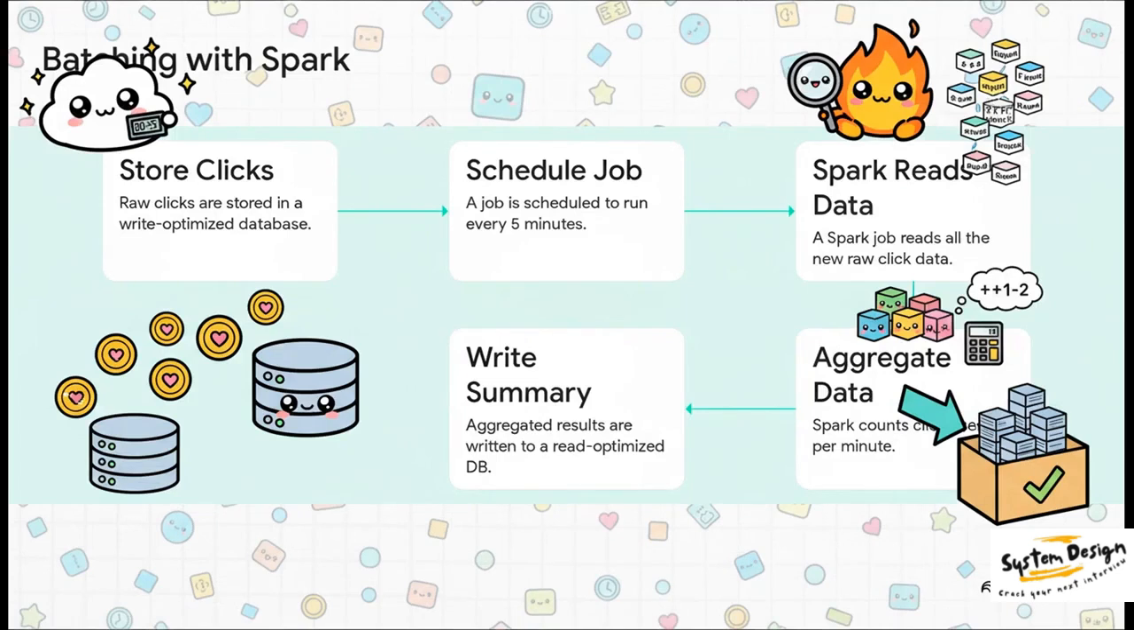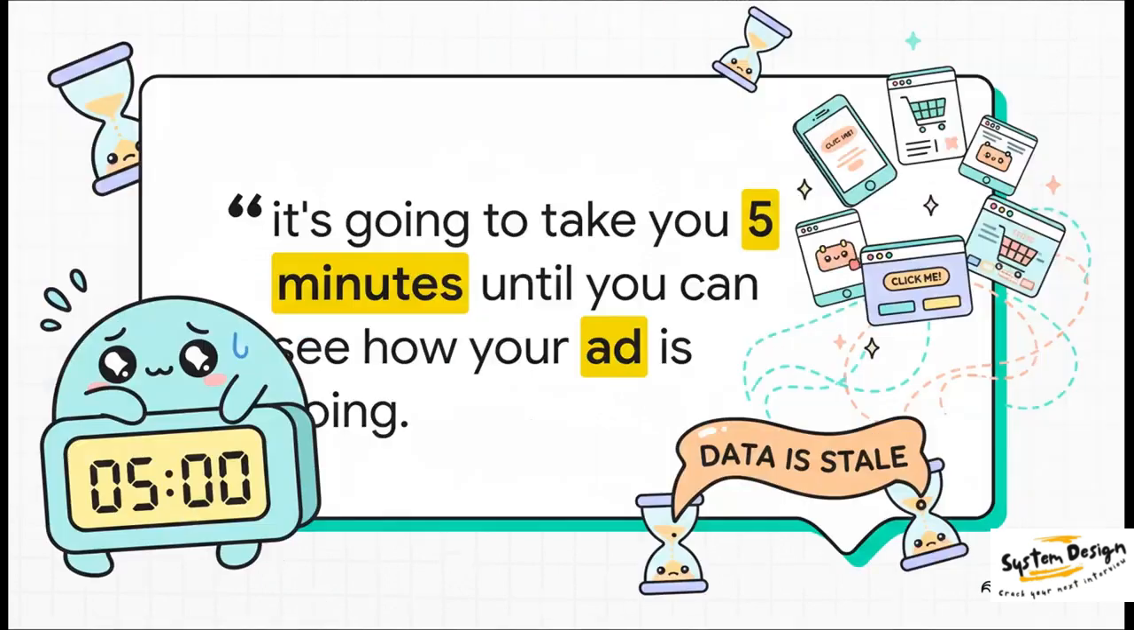So one way to do this is with batch processing. Imagine this. Every 5 minutes, a powerful tool like Spark just wakes up, grabs all the new raw clicks, counts them all up, and then puts this nice tidy summary into a separate database that's built for reading. Now, when an advertiser asks for a report, the queries are super fast because they're just reading the pre-calculated totals. But there's a catch, right?